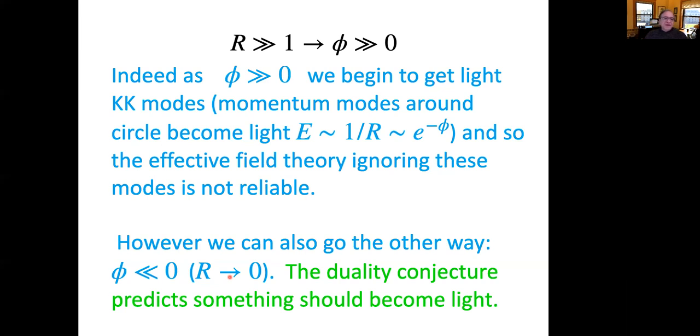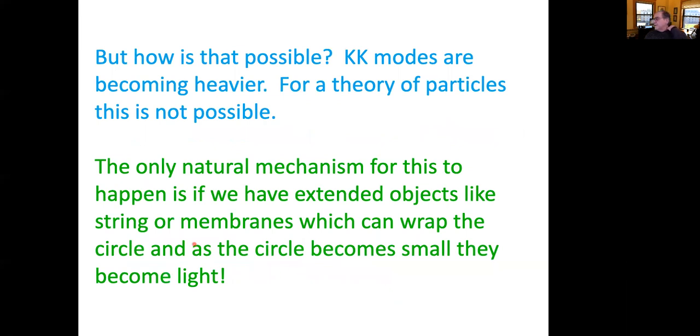Or if you have a membrane, you can have one of the sides of the membrane wrapped around the circle. So in other words, this shows that if you're expecting to get a light state by the circle going to zero size, you better have an extended object. Point particles won't do. And this is the only natural mechanism for this, namely having extended objects or strings. So this gives you the basic picture of how these principles connect with one another.